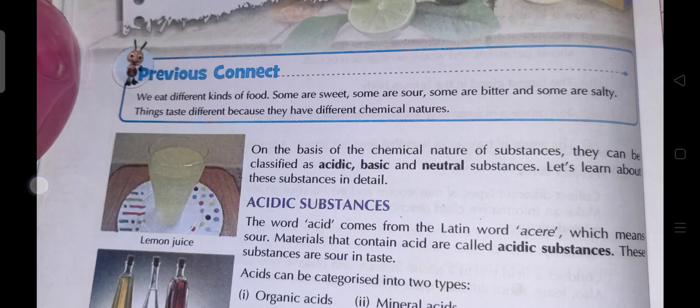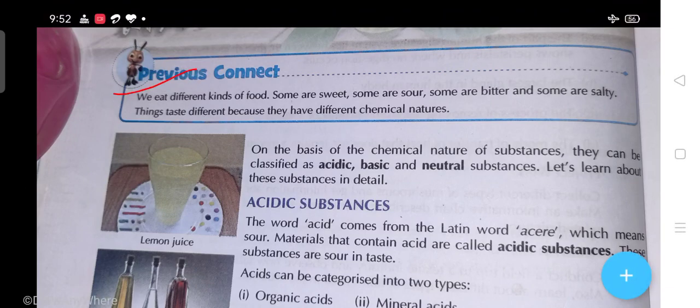So, to connect with the previous point, we eat different kinds of food, and some are sweet, some are sour, some are bitter and some are salty, and things taste different because they have different chemical nature. So students, the taste of different types of food differs because of their chemical nature. And what is the chemical nature? See, on the basis of the chemical nature of substances, they can be classified as acids, bases and neutral. Let us learn about these substances in detail.